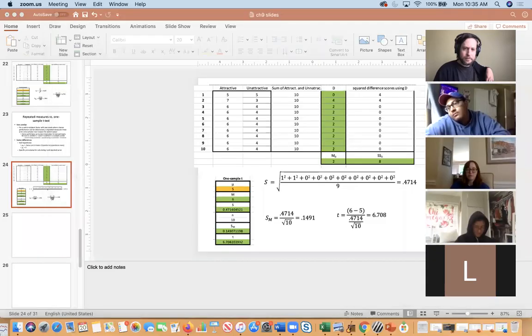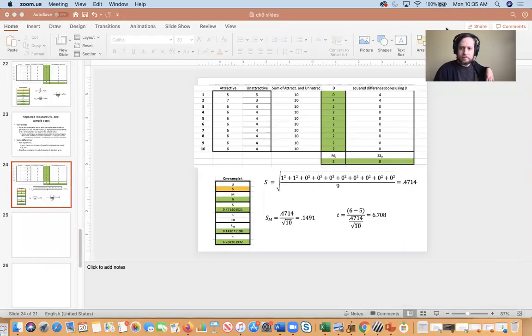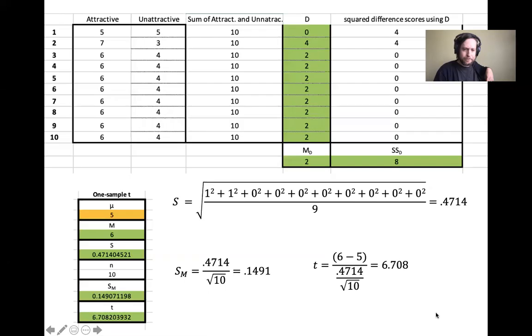So let's fix that. Share the screen. All right. You guys can see my screen? Yeah. Good. Okay.